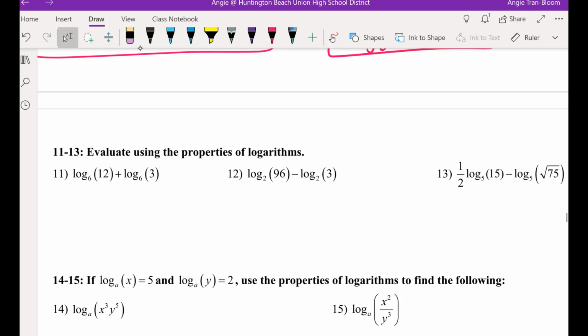Okay. You guys hear what she did? It's an addition of logs, so how do we condense it? Multiply. So it's 12 times 3, and Brooke said that's really log base 6 of 36. How do you go from there to give me the final answer? Now what?